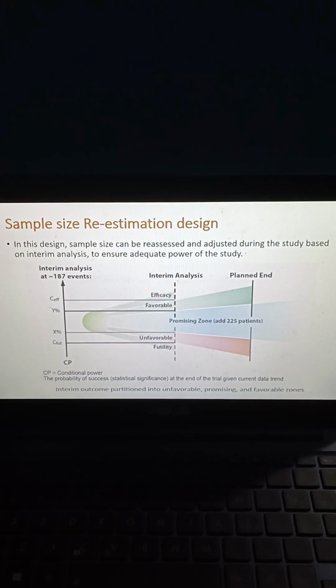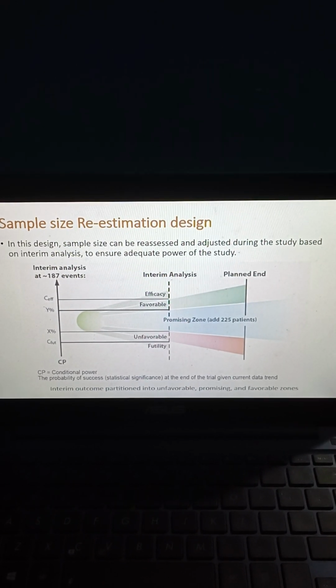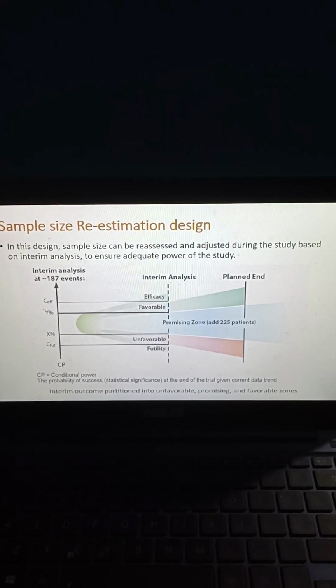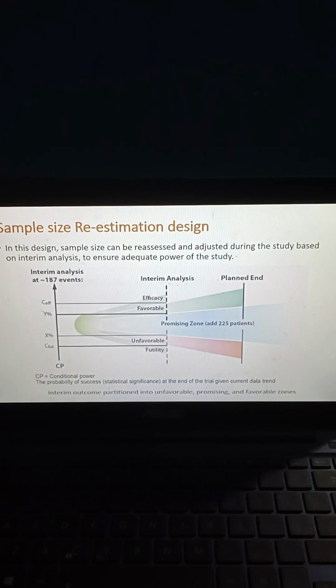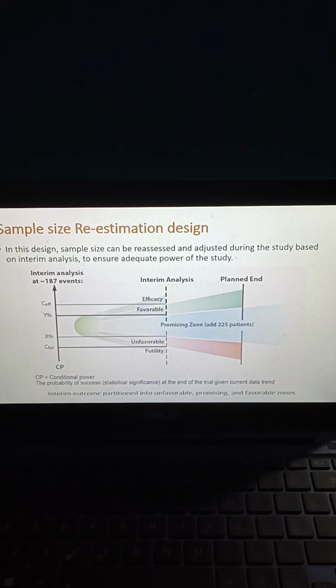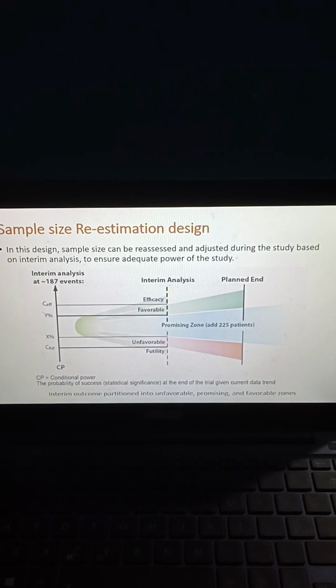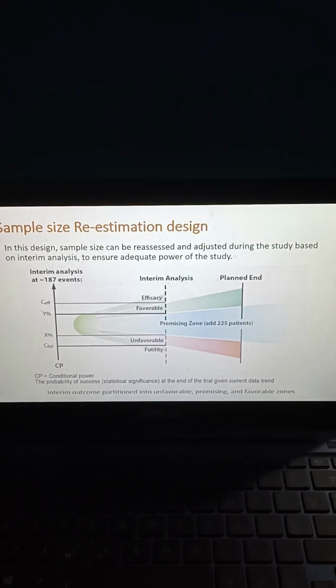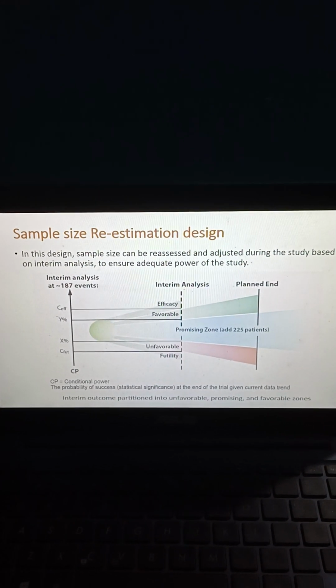Coming to sample size re-estimation design. In this design, the sample size can be reassessed and adjusted during the study based on interim analysis to ensure adequate power of the study. Interim analysis at 187 events. Interim analysis: efficacy, favorable, futility, promising zone, planned ends. This is the design. This is a very complex design.